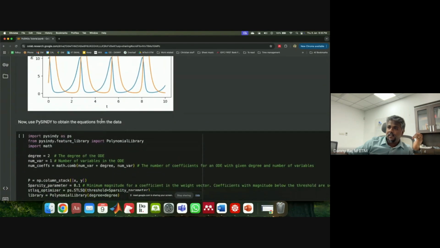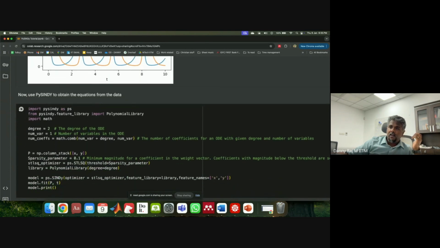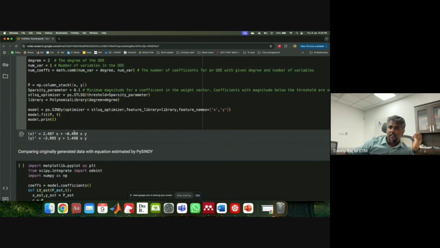Wow, it's quite fast. Okay, this is how it looks, predator-prey. There are oscillations out of phase of the predator and prey. Now let's try to see whether we can extract the equations.